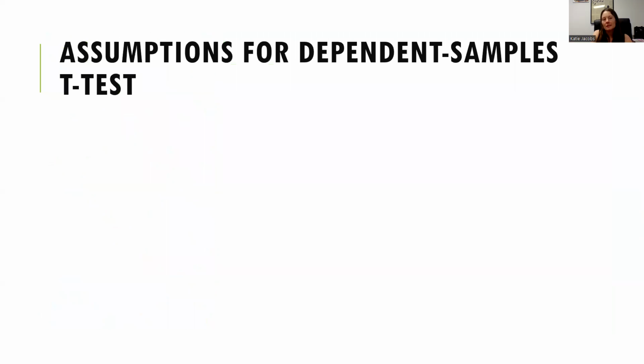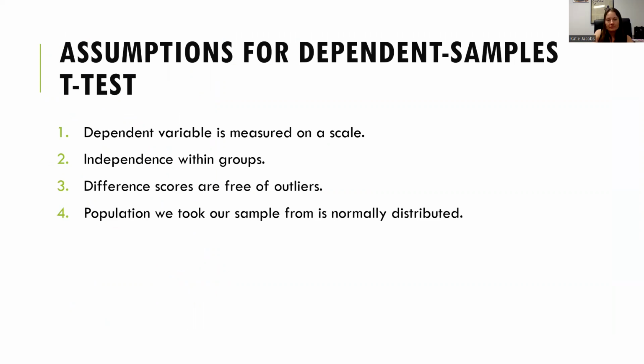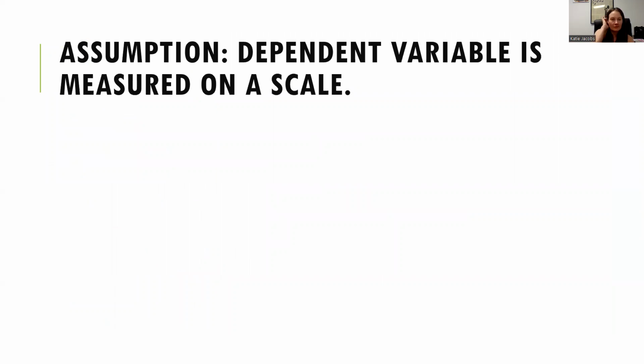All right, so our third step is to check our assumptions. Our assumptions for the dependent samples t-test: our dependent variable is measured on a scale. There's independence within groups. Difference scores are free of outliers. The population that we took our sample from is normally distributed. The sample was randomly selected. All right, so let's go through each of these assumptions individually.